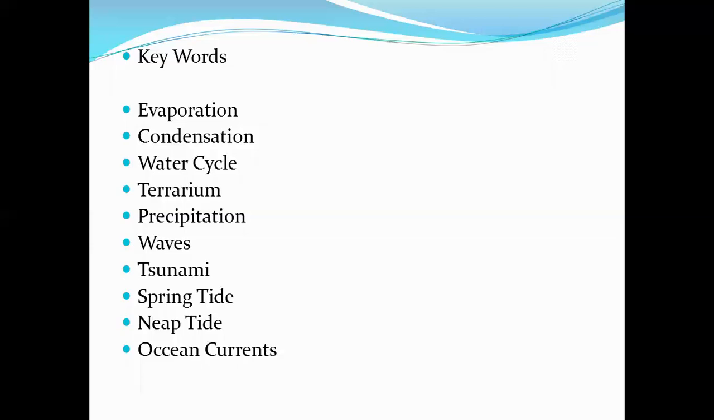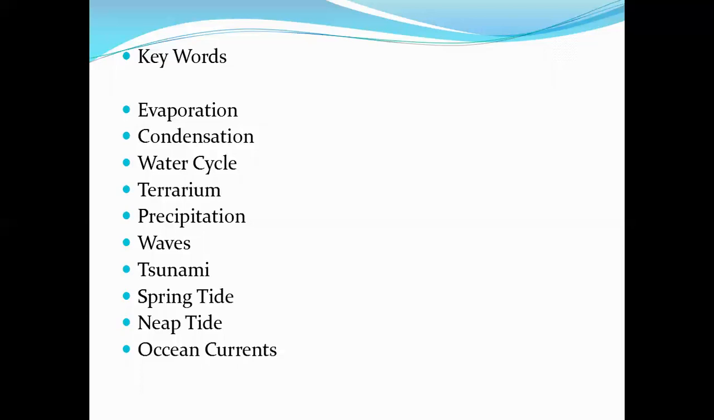Next is the neap tide, when the moon is in its first and last quarter. The ocean waters get drawn in diagonally opposite directions by the gravitational pull of the sun and the earth, resulting in low tides. These are known as neap tides. When they make a right angle, that is known as the neap tide.